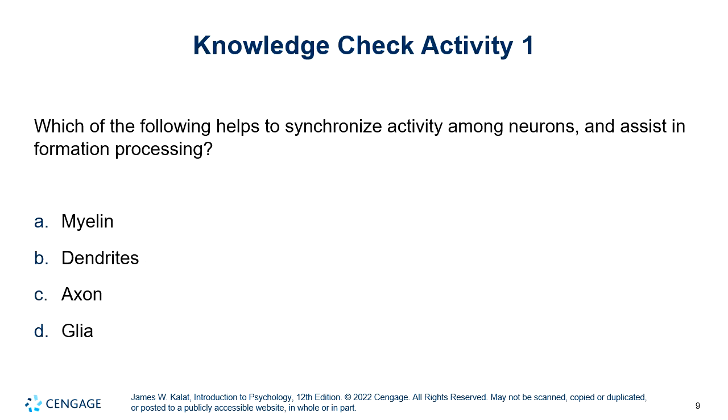Now it's time for me to trip you up a little bit, because within the discussion, I might have presented some things to you, but you tell me what you're seeing, okay? Which of the following helps to synchronize activity among neurons and assist in information processing? So, one, would that be myelin? Or could it be dendrites? Might it be axon? Or could it be the glia? What do you think?